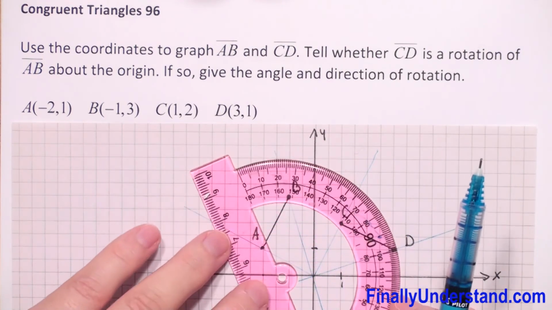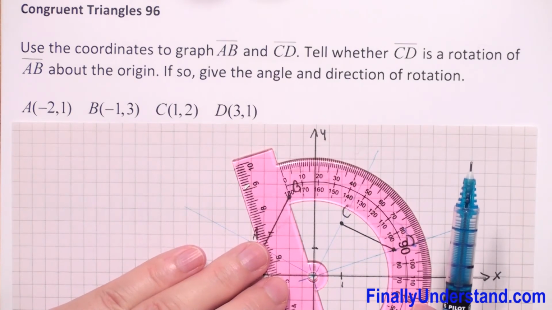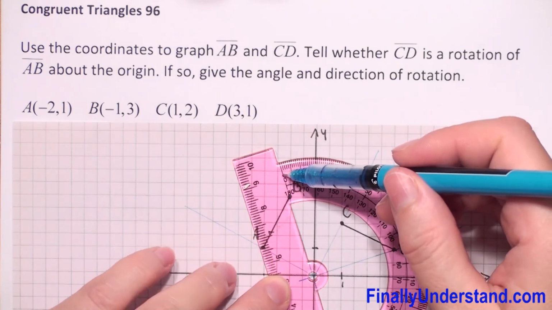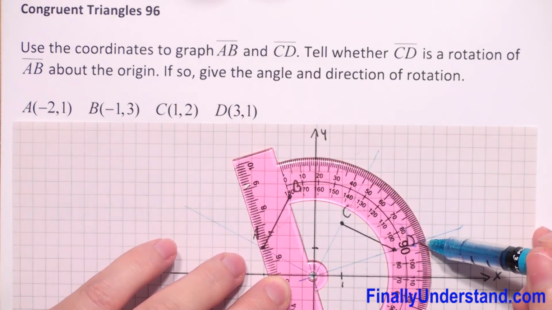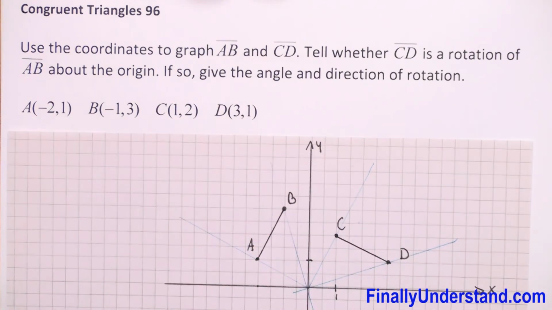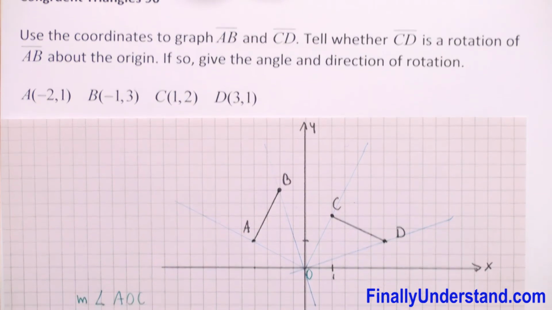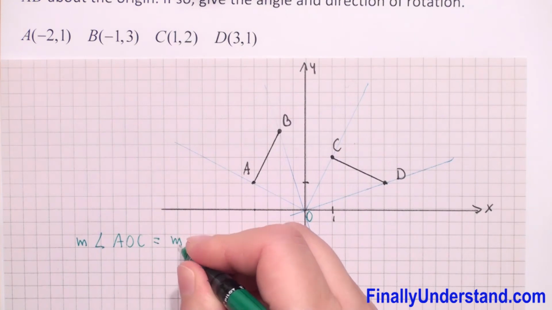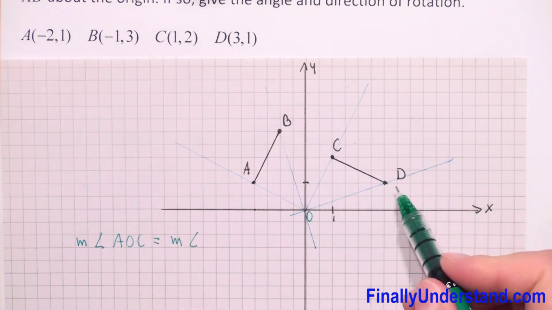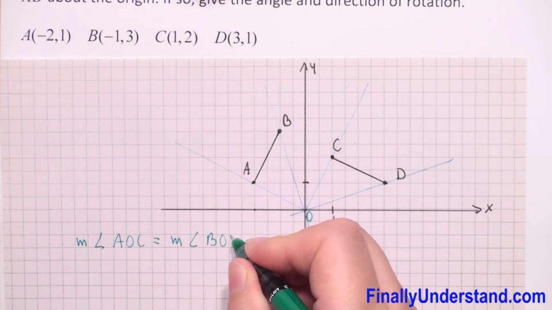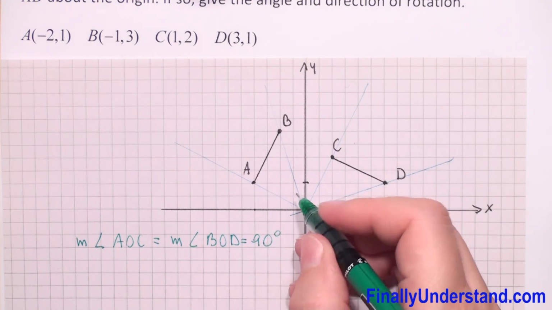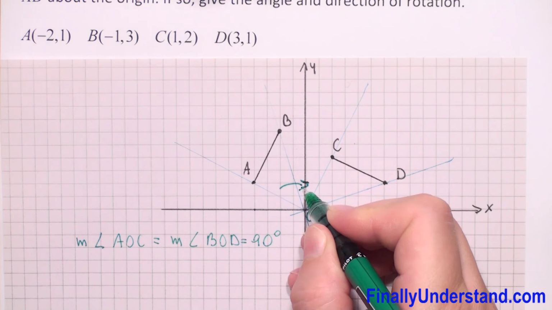Next we will put our protractor on this line and origin, and we see that point B we moved by 90 degrees to point D. So we have here that measure of angle AOC, where O is the origin, is equal to measure of angle BOD and is equal to 90 degrees. We are going this way, 90 degrees.